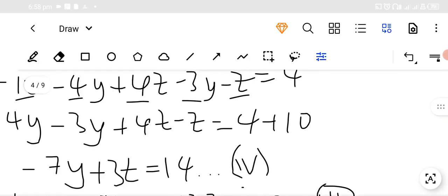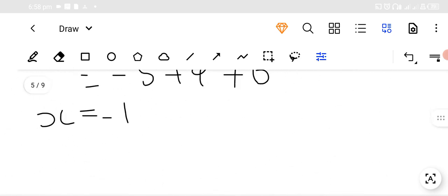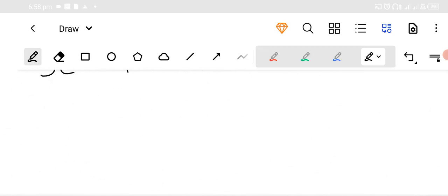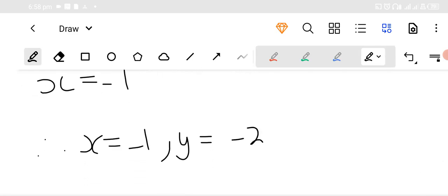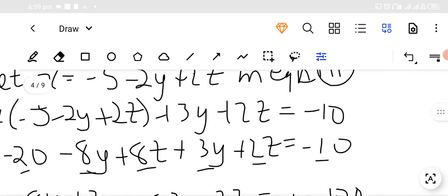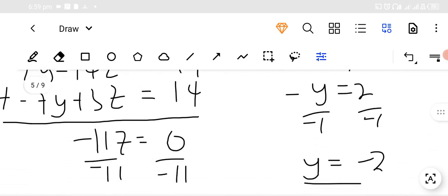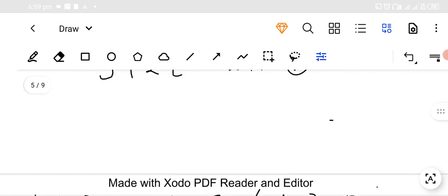So let's just confirm the equation. This is a negative 5 minus 2y plus 2z. When you do your answering like that, just say therefore x is equal to negative 1, y is equal to negative 2, and then z is equal to 0, like that. Yeah, so the next thing will be, when you find suspicious answer like z is equal to 0, you go back to your equation. So let's just note the answers. X is negative 1, y is negative 2, z is 0.